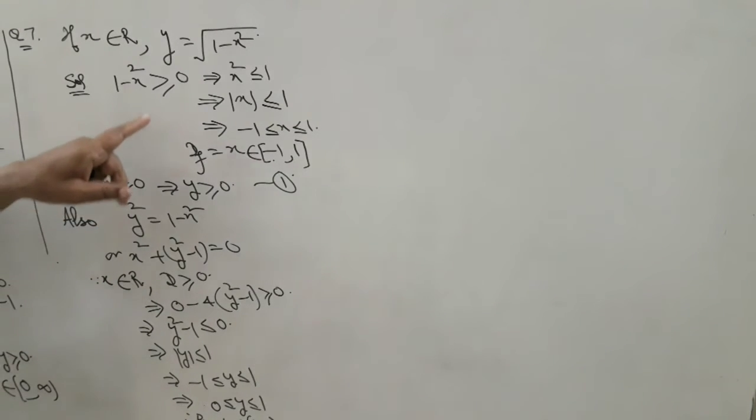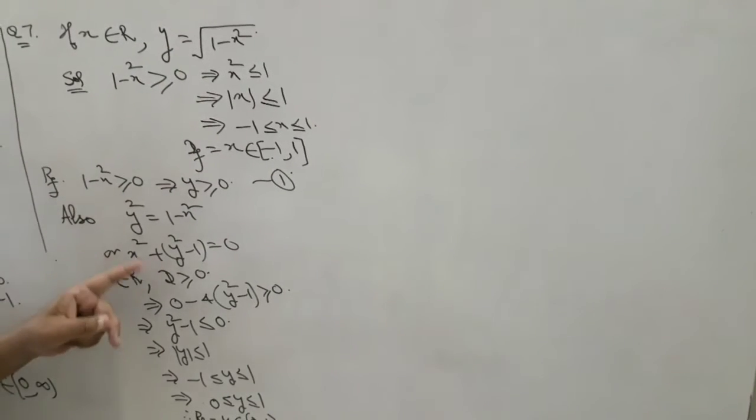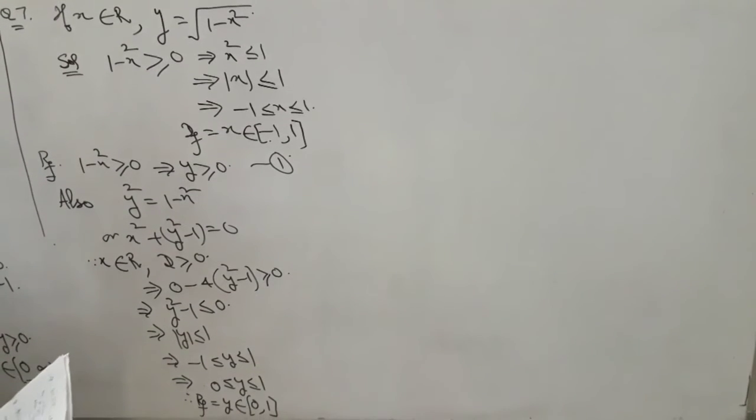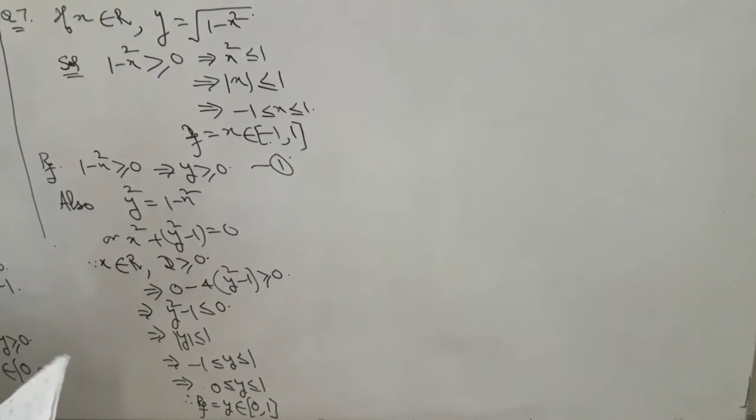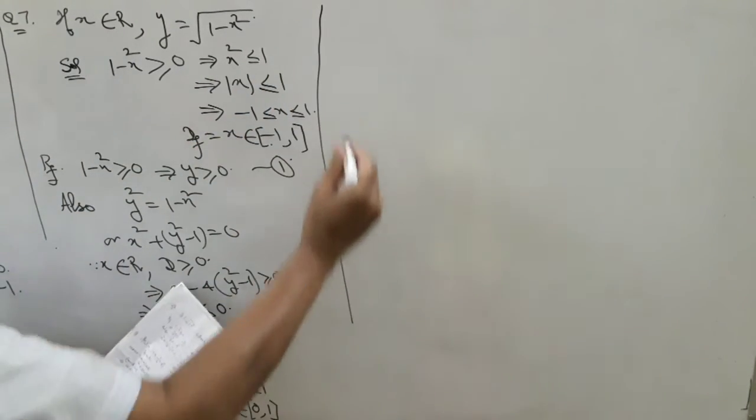Check it out. I must make it clear again: whenever we have a second degree expression, for the range you must use this concept that x belongs to R. X is a real number, so the discriminant must be positive in such cases. Let me discuss one more example on the same.